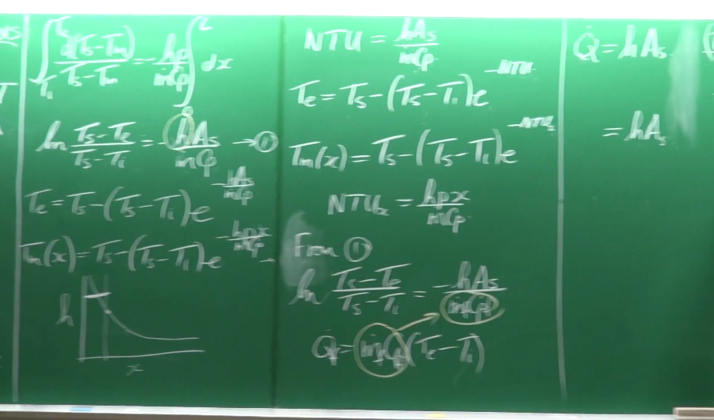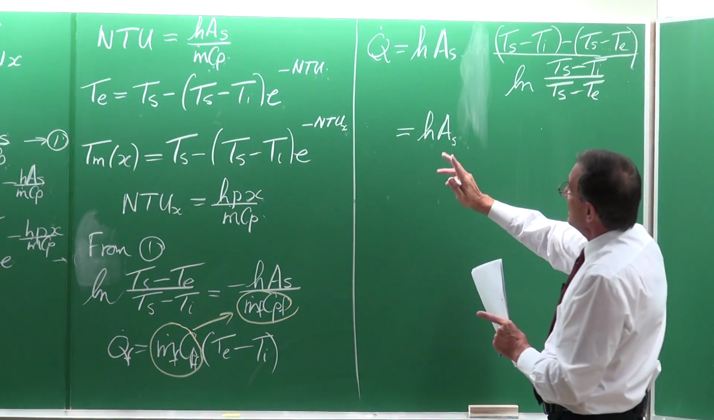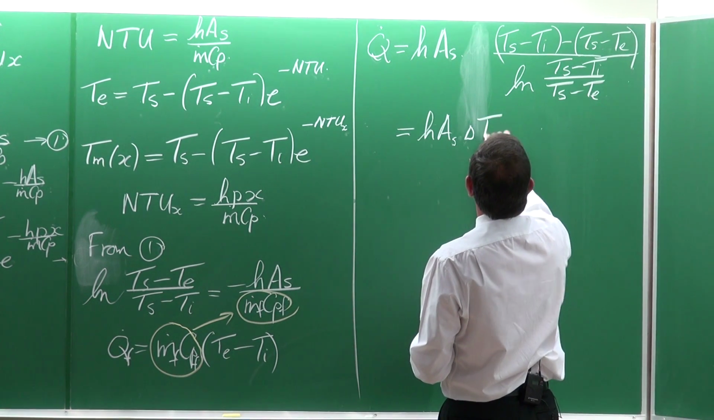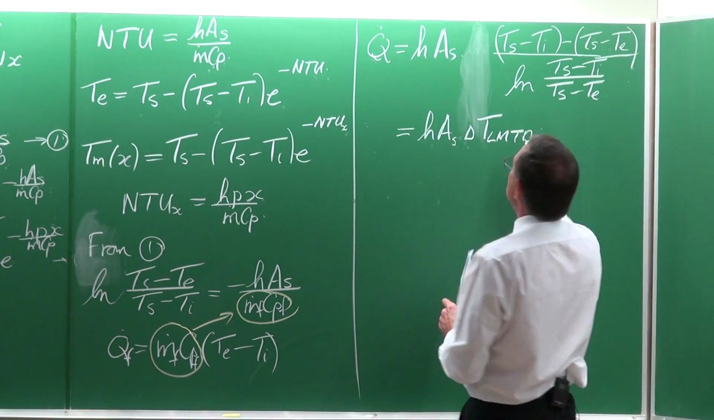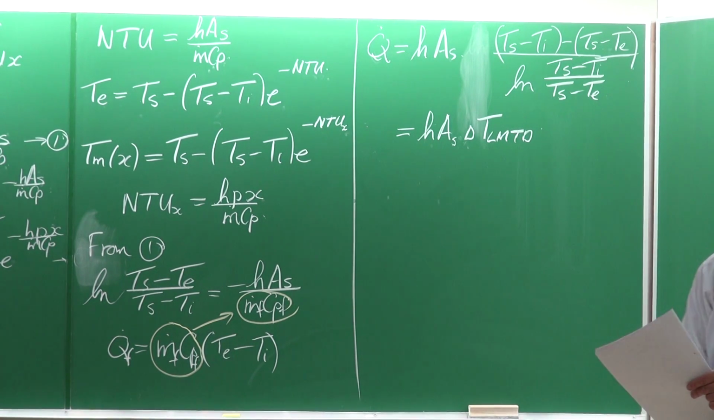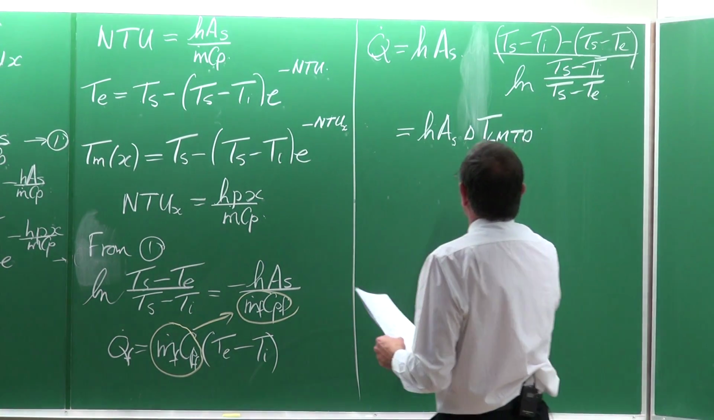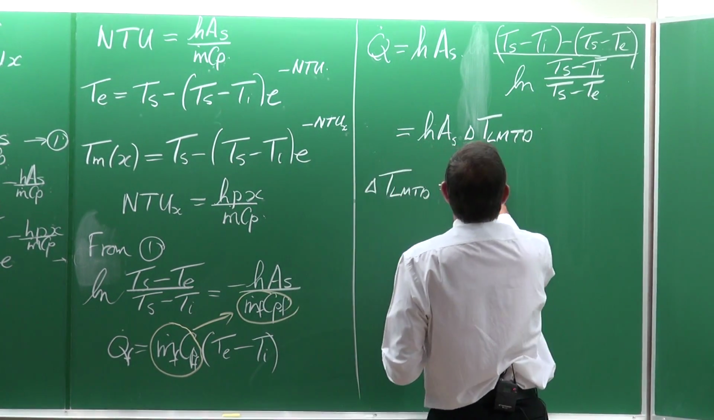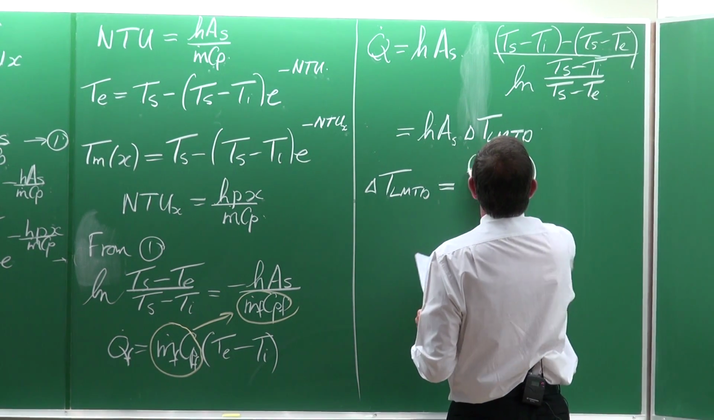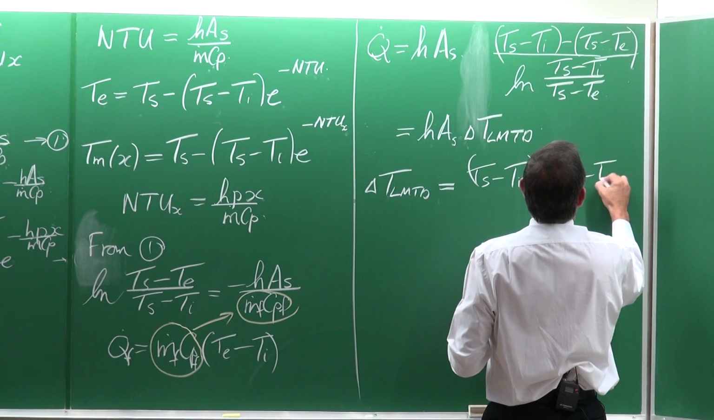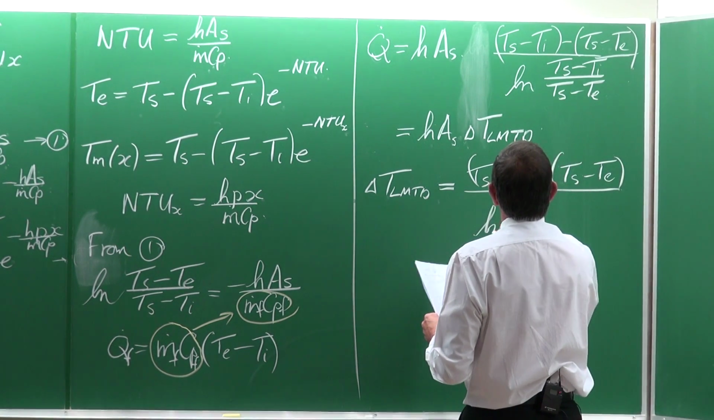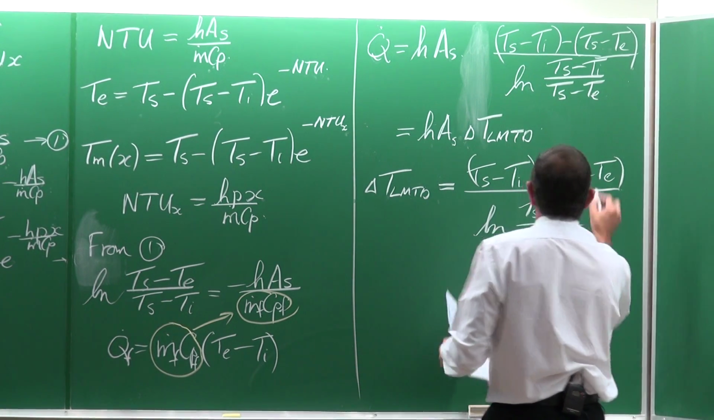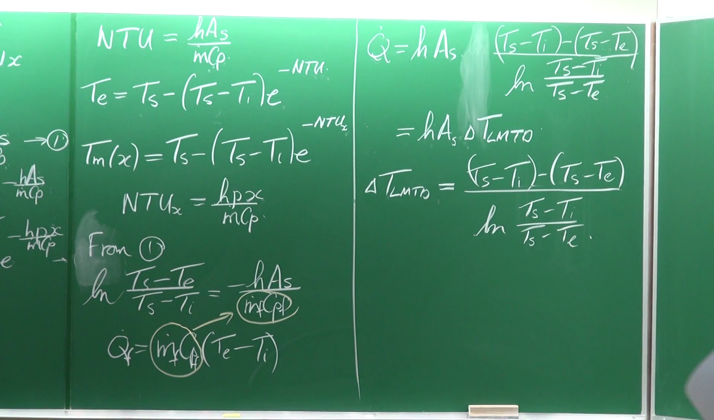So this is now the solution for how you should do it. It says that the heat transfer rate is equal to the heat transfer coefficient multiplied by the area multiplied by what we call the log mean temperature difference. And this log mean temperature difference is equal to (Ts minus Ti) minus (Ts minus Te), divided by the ln of (Ts minus Ti) divided by (Ts minus Te). We're going to use this a lot. Very important.